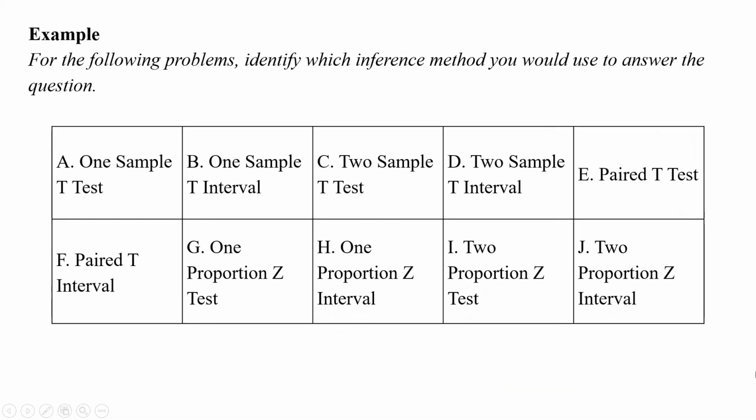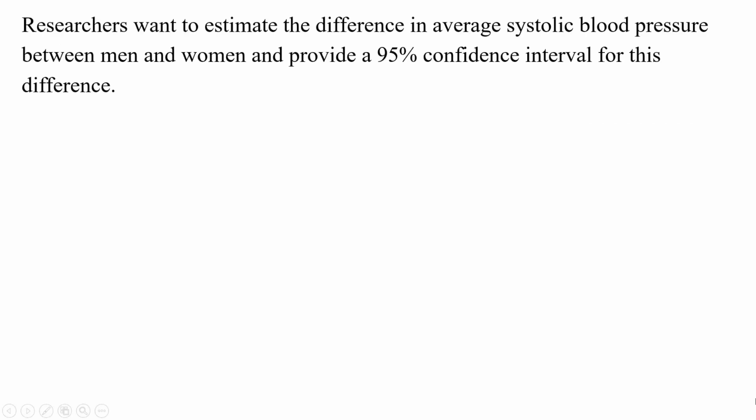Okay, we're going to finish up with an example here. For the following problems, identify which inference method you would use to answer the question. So here are all of our inference methods. We're going to go through and follow that flow chart to decide which one is which. Okay, so this is going to be our first problem.